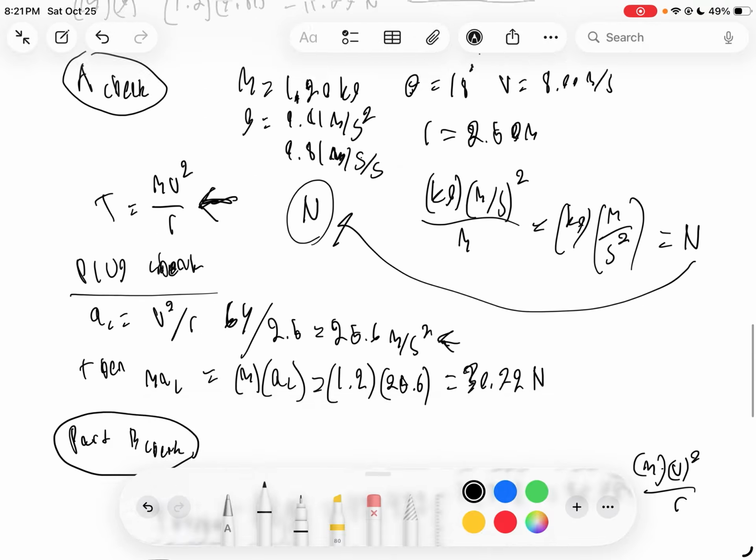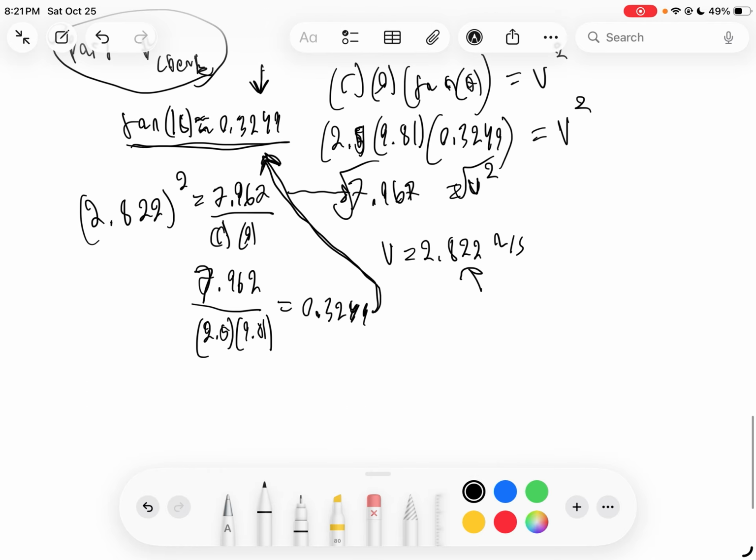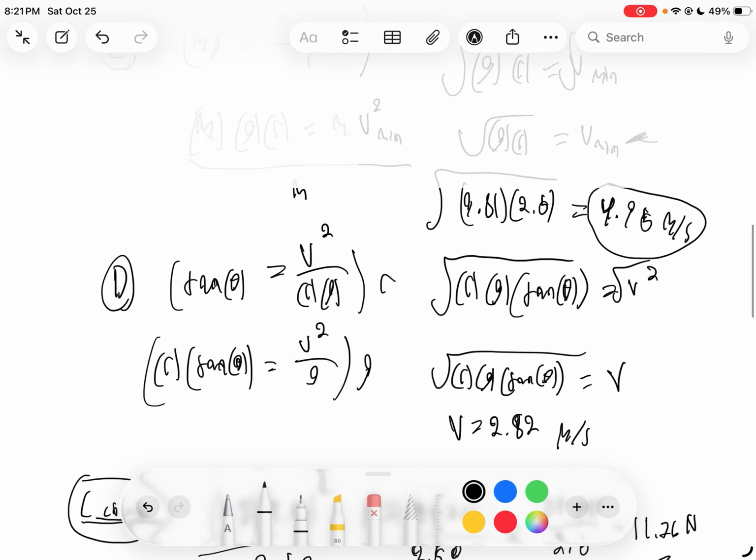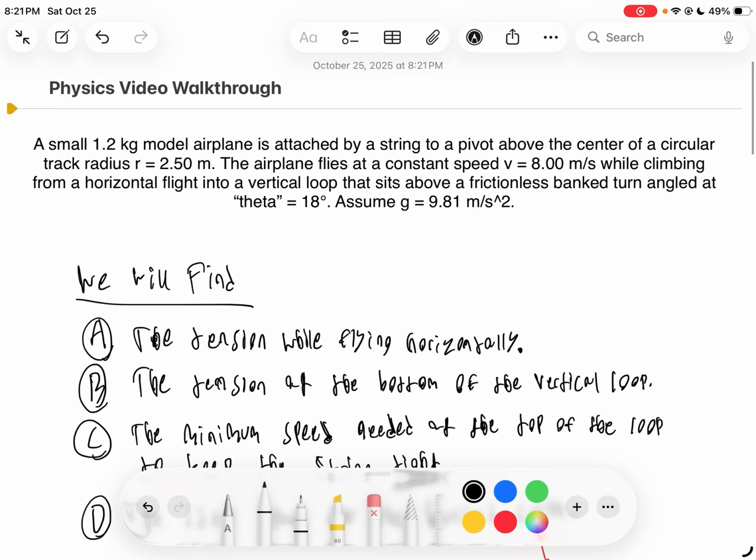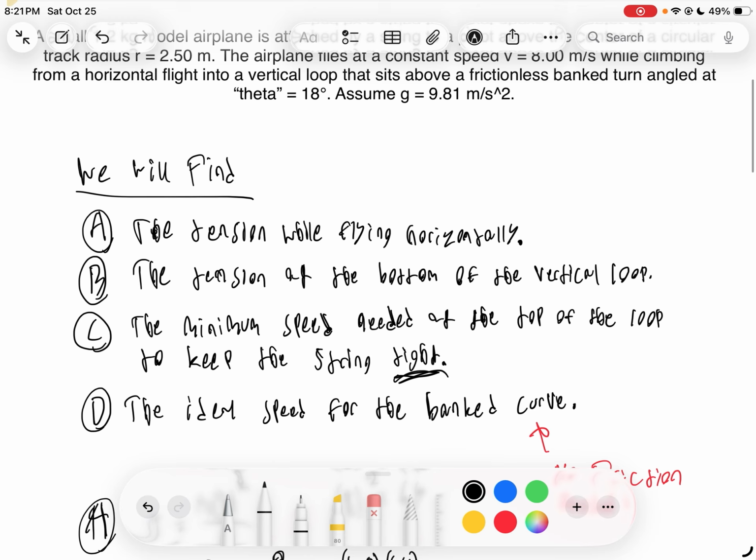So pretty much that is the full walkthrough of my following problem, which I did generate from ChatGPT. And we did end up finding all of these values.